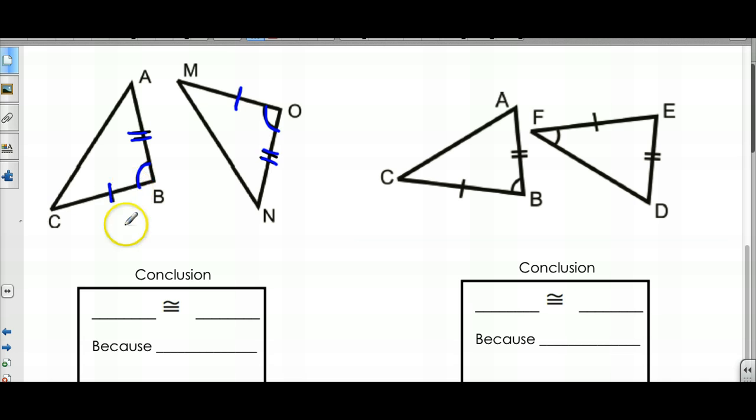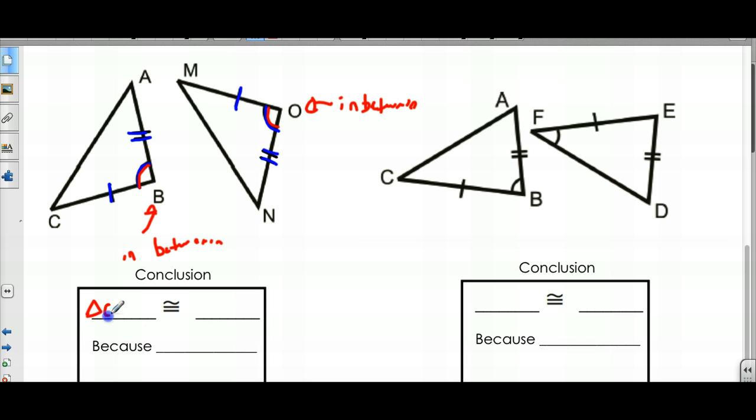All right? Now, also, is this in the side angle side order? Is this an angle in between two sides? And yes, if you look over here, this is in between, right? And this is also in between the two sides. So that is enough to prove that these two triangles are congruent. It's a side angle side and side angle side.